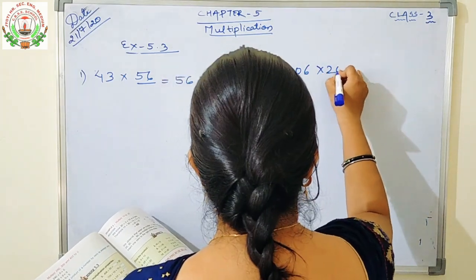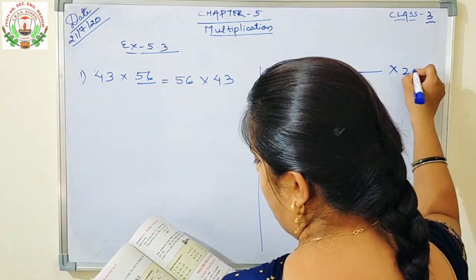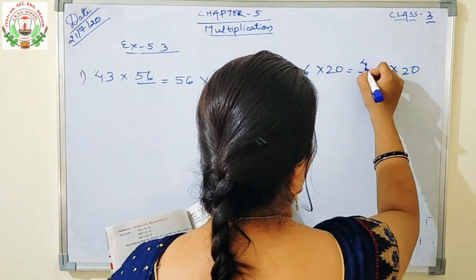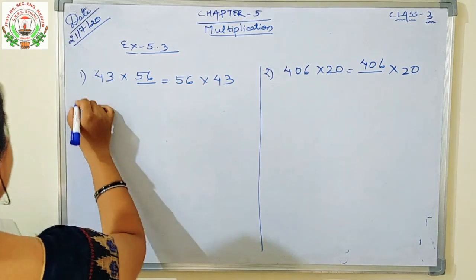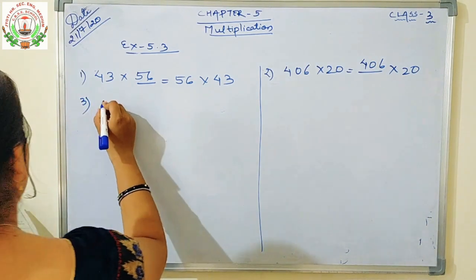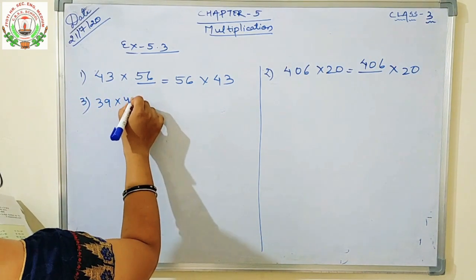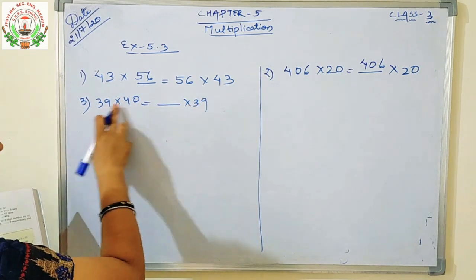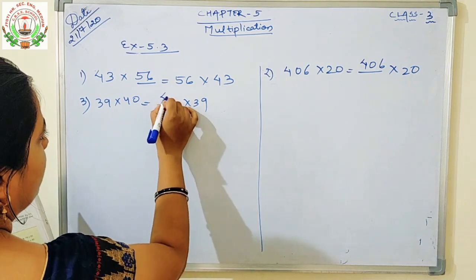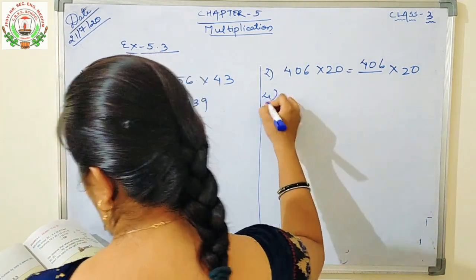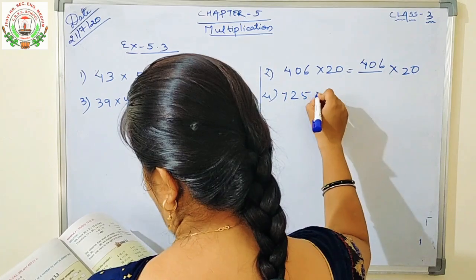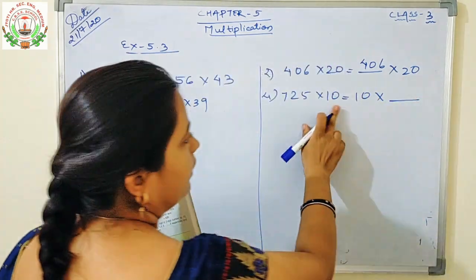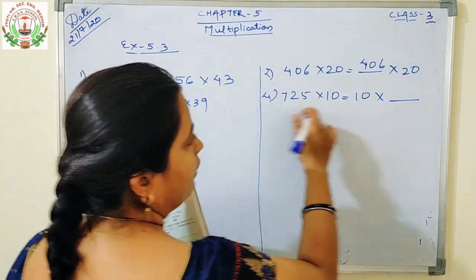Same. Number 2 is 406 into 20 is equals to dash into 20. 20 is given, 20 is given. 406, what will come here? 406. Number 3. 39 into 40 is equals to dash into 39. 39, 39, 40, and what will come here? 40. Number 4. 725 into 10 is equals to 10 into dash. 10 and 10 here. 725, what will come?